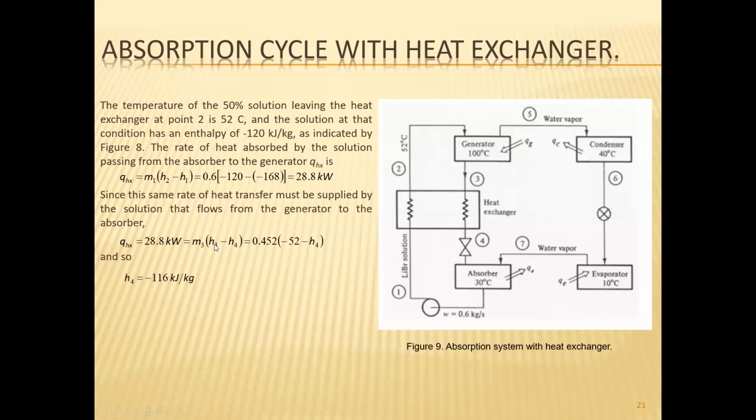That is equal to M3 times H3 minus H4. So 0.452 times negative 52 minus H4. And so H4 is negative 116 kJ per kilogram. So this changed. Ha? This is not.